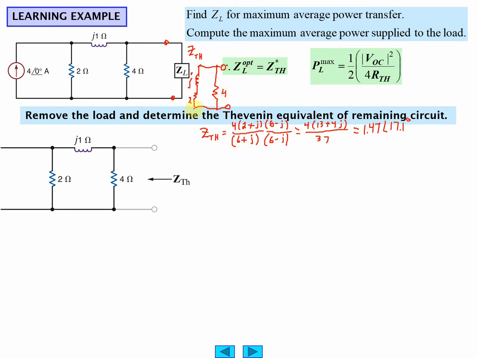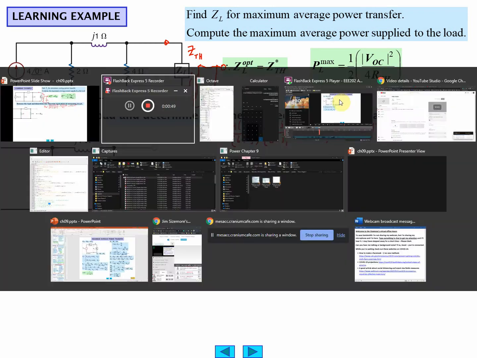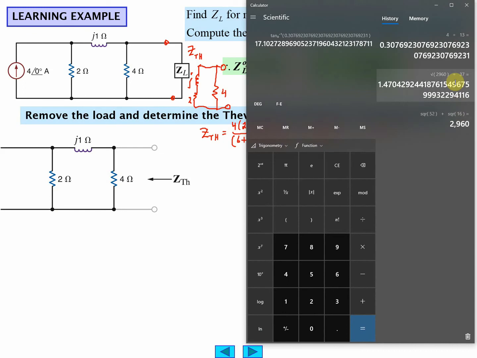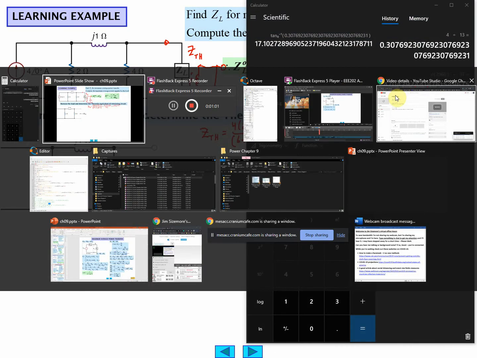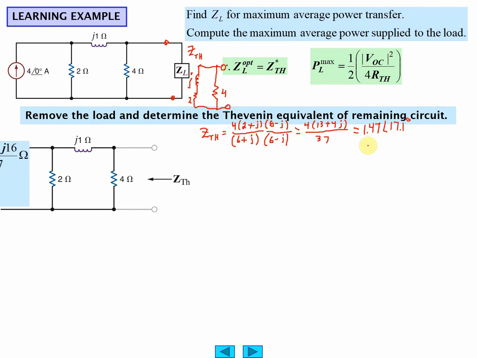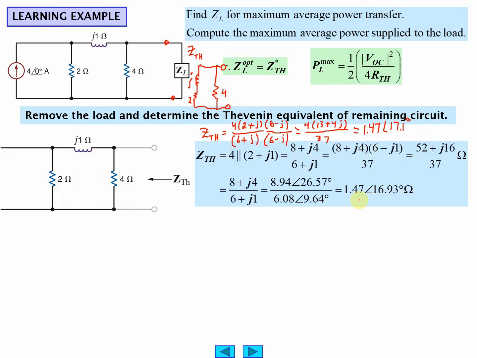So it's 4 ohms times 2 plus j divided by the sum, 4 plus 2 plus j. Multiply top and bottom by the complex conjugate of the bottom, and you get this expression. And when I go to my calculator and crunch numbers, there's the calculator, I get 17.1 degrees and 1.47 ohms as the magnitude. Okay, let's see what they get. So they get 16.93 degrees. They got the same magnitude but different angle. This is supposed to be 9.46.